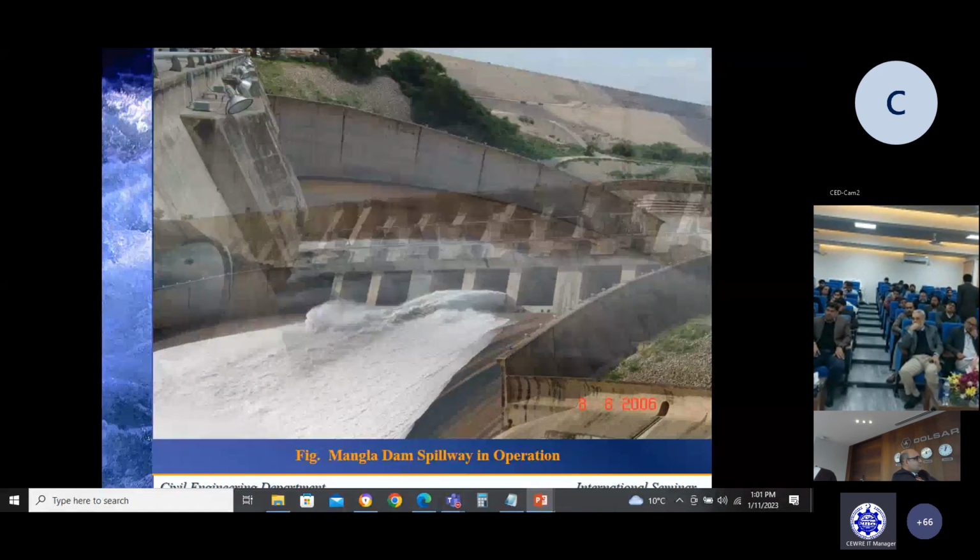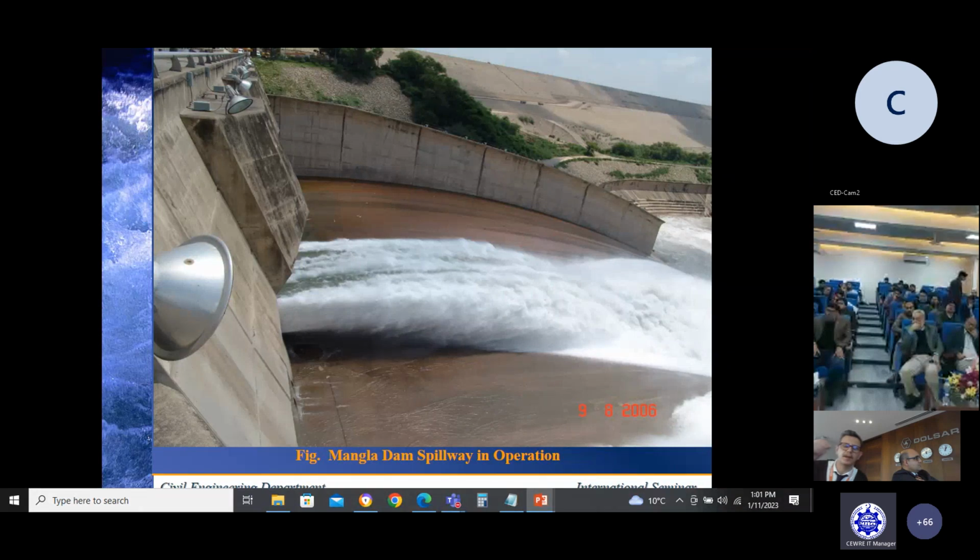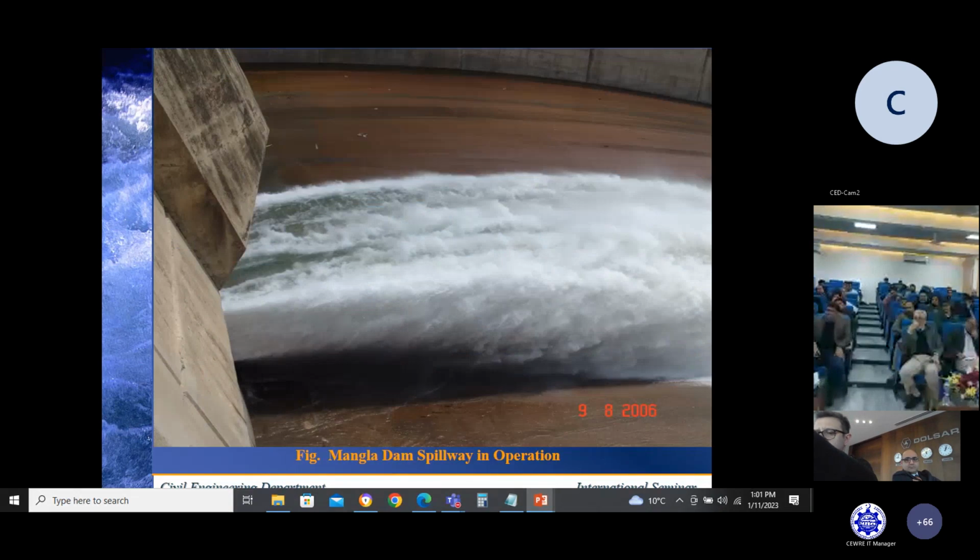If you see another picture, you can see this is the jet length. As the jet length increases, the air concentration increases within the flow. So this milky water shows that sufficient air is carried by the flow. This is another view.